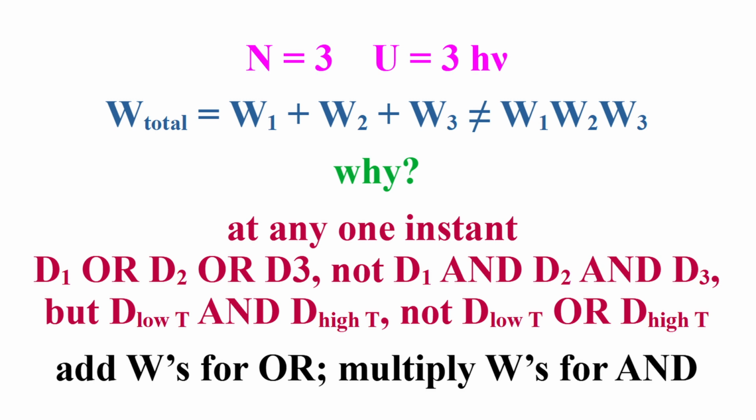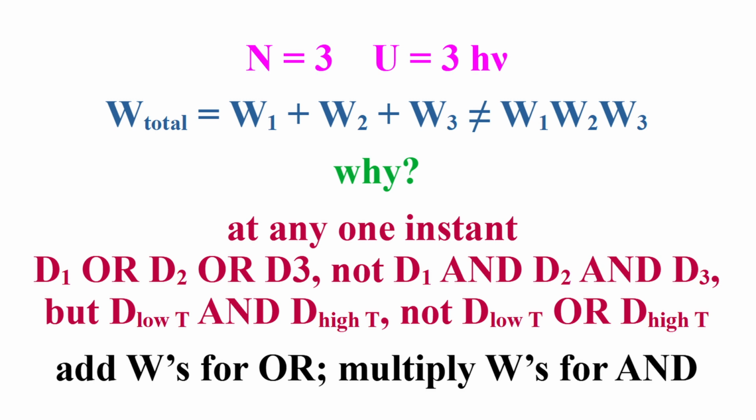According to probability theory, the OR operator always implies addition of the individual numbers of possibilities to get the total. On the contrary, in the case of two solids at low T and high T taken together, the particles of the low T solid can exist in one of their own possible microstates, and at the same instant those of the high T solid can exist in any one of their own possible microstates.